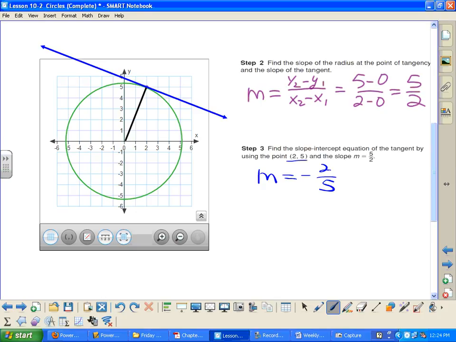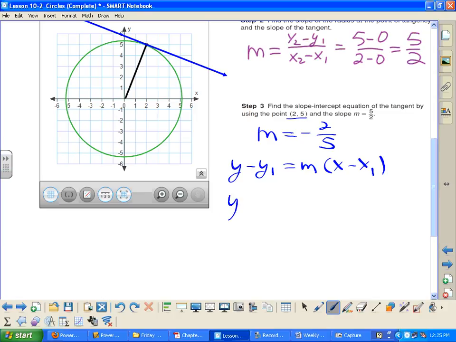And we know a point. We know the point 2, 5. So I'll use the point-slope formula to find the equation of the line. So once again, we find the center, find the slope of the radius at the point of tangency, use that to find the slope of the perpendicular line, which is opposite reciprocal, and then use point-slope formula. So we have y minus 5 equals negative 2/5 times x minus 2. And then it's just a matter of solving for y.